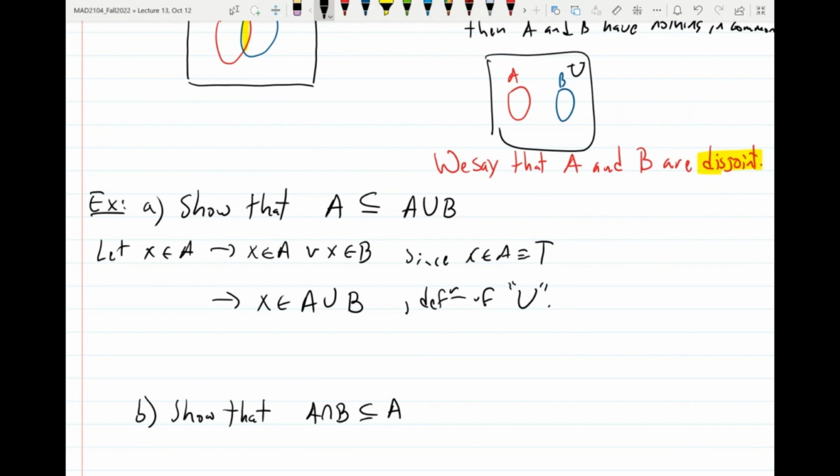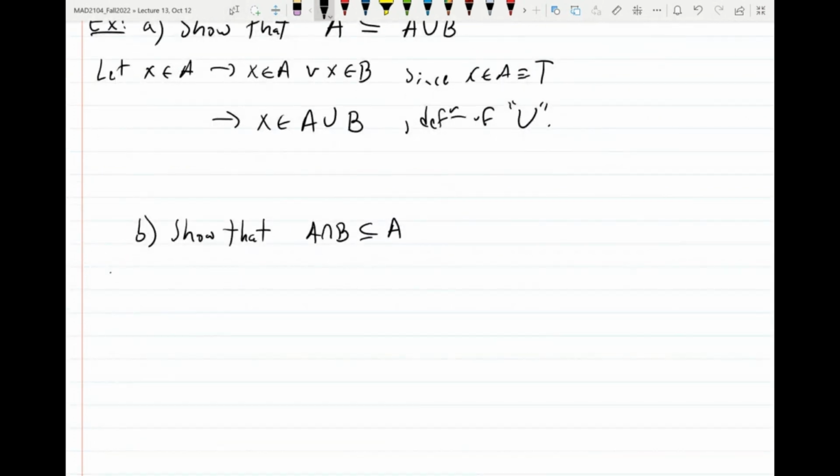Now, on a similar note, how do you prove this? Let X be in the intersection, right? Start with an element in the left, show that it's on the right. Now, what does this mean? This means that X is in A and X is in B. What did I use here? I use the definition of intersection.